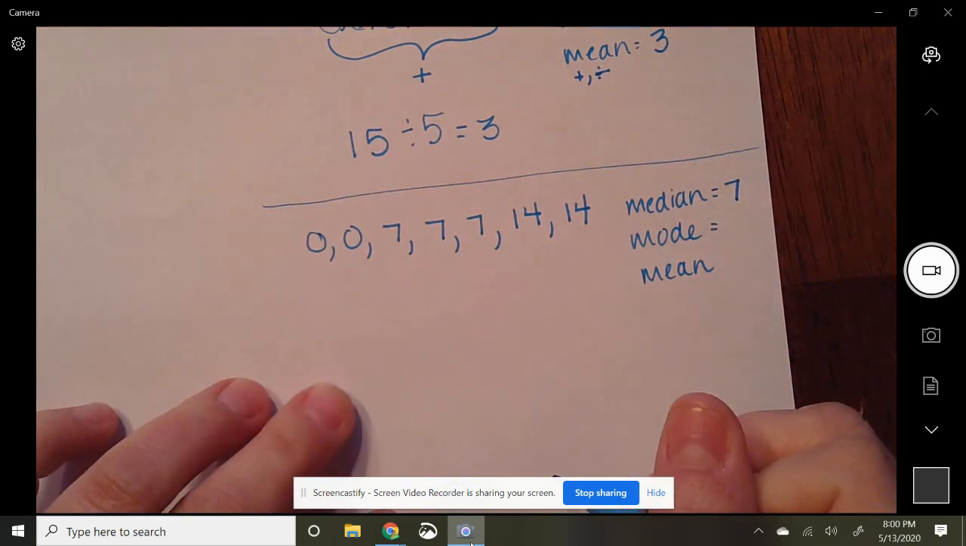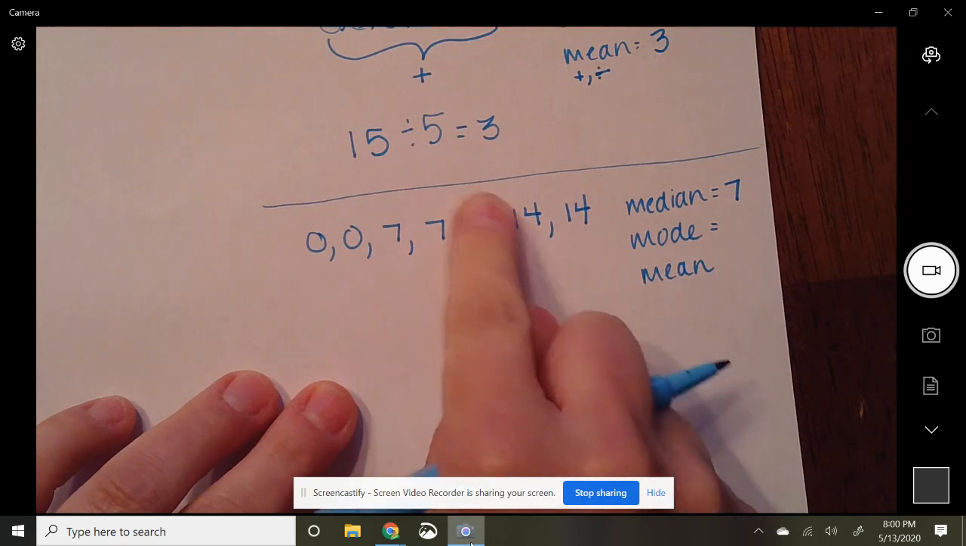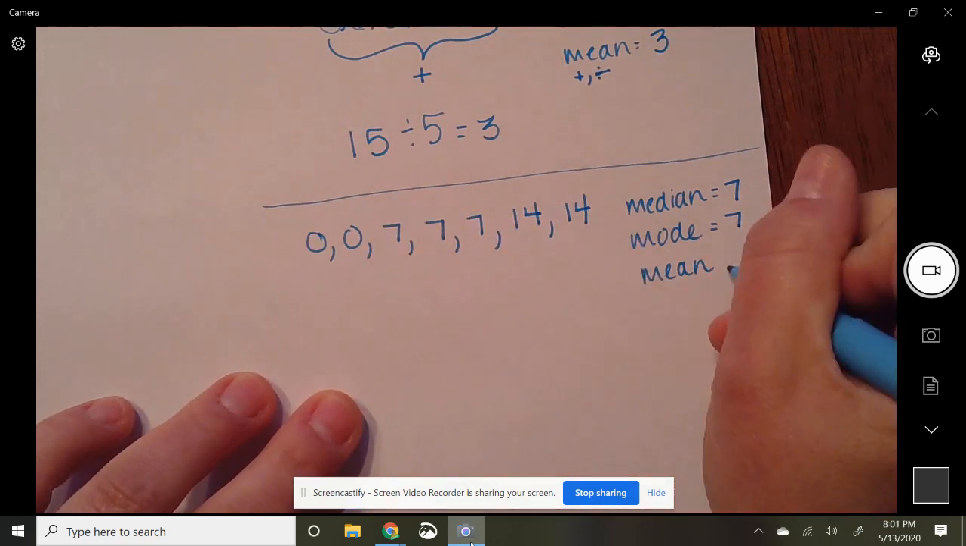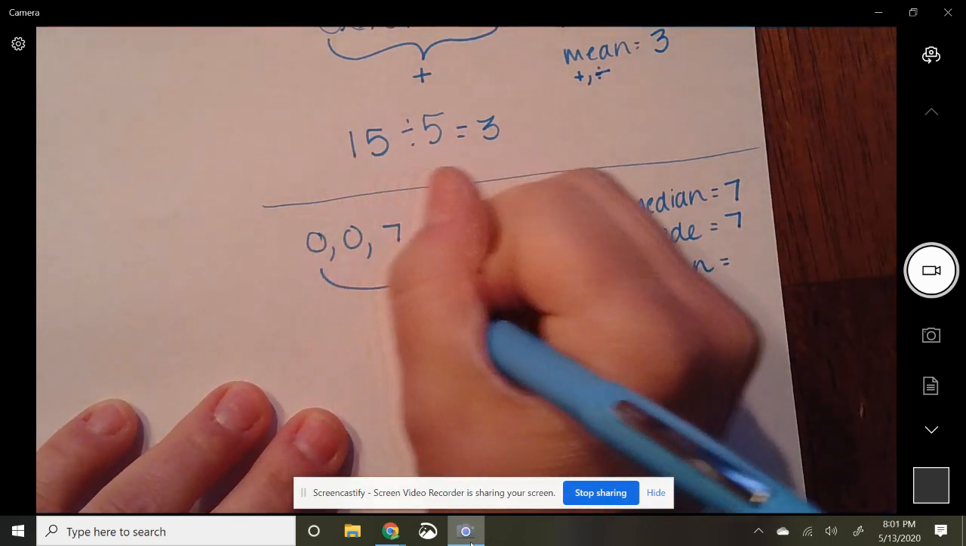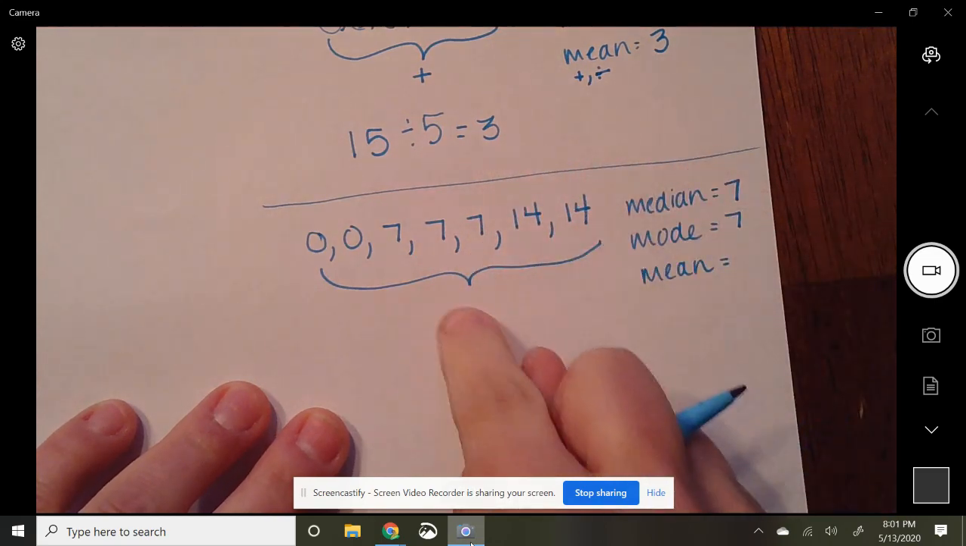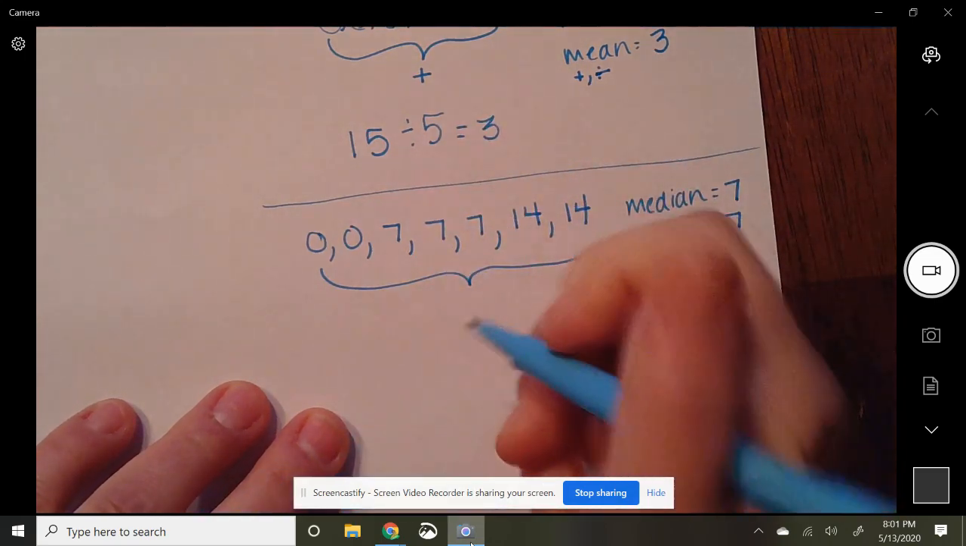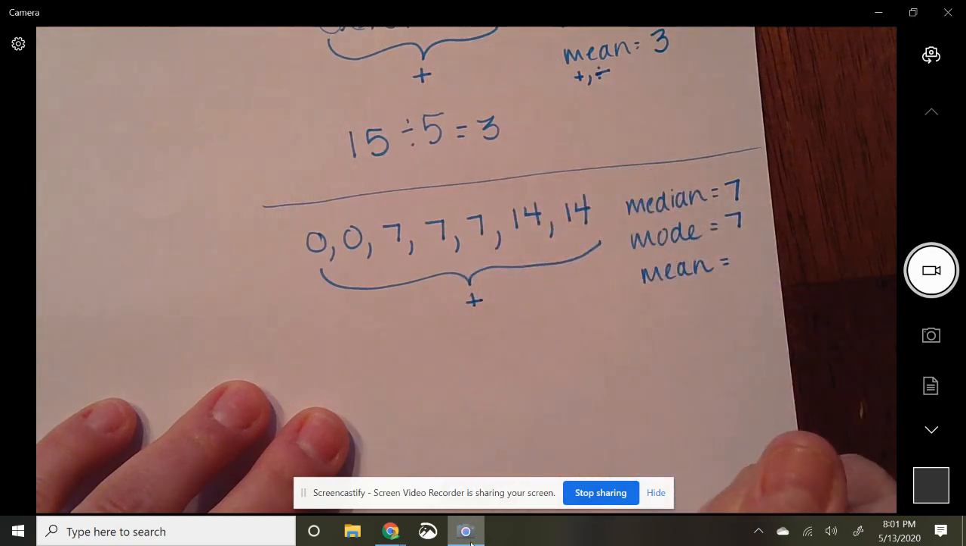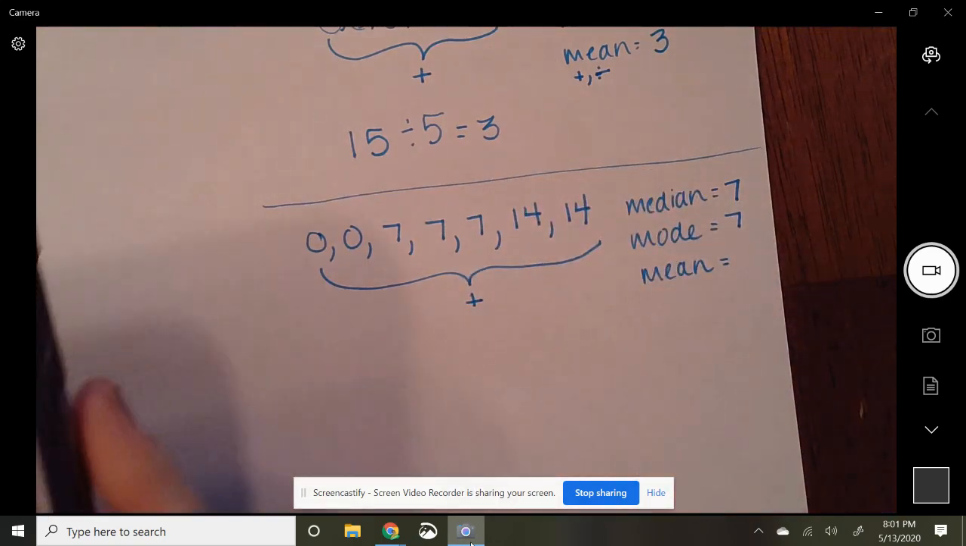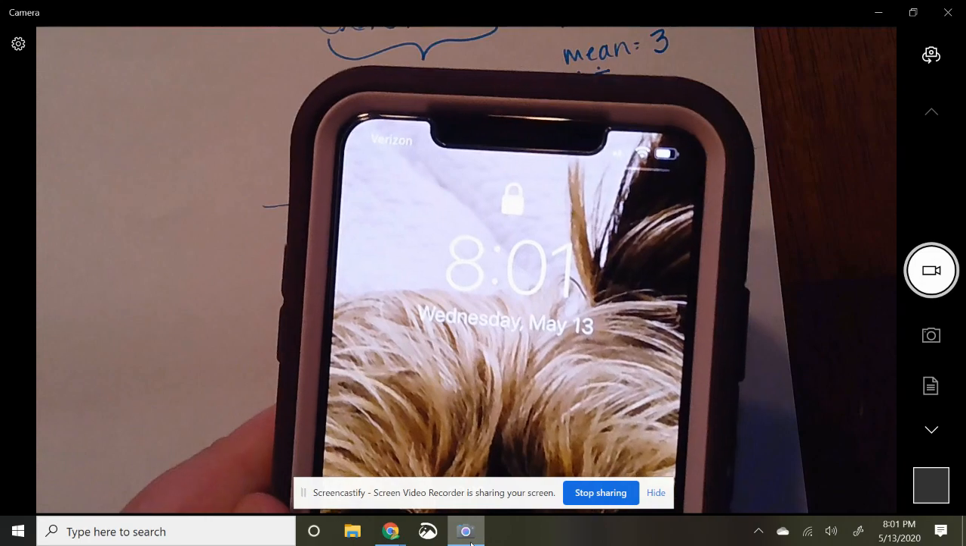Mode means most, and it's pretty easy to see that I have the most 7s right here. And then we just have to do the mean. And you do not have to do this fancy drawing or anything like I'm doing. So I'm going to add those numbers up, and it's okay if you want to use a calculator.